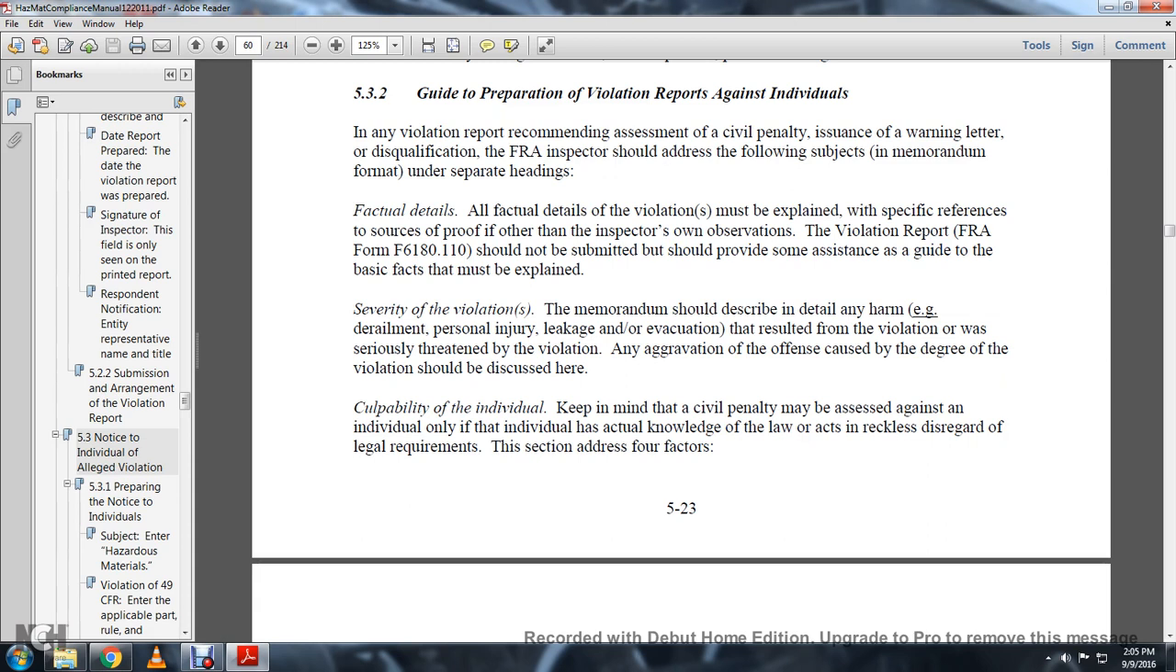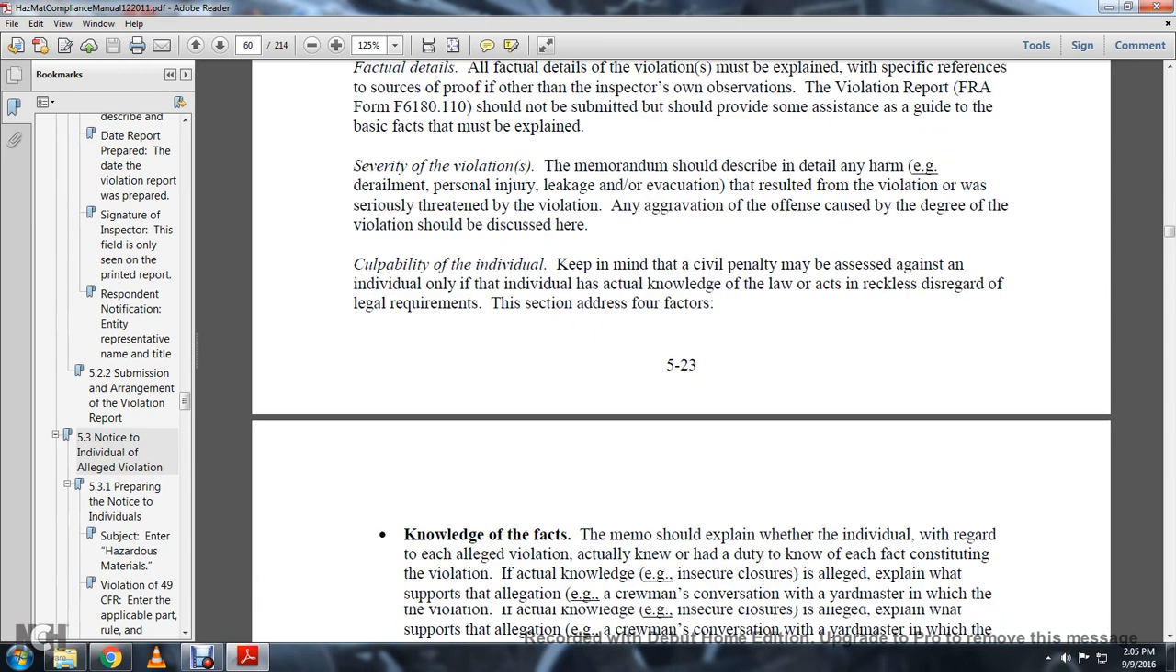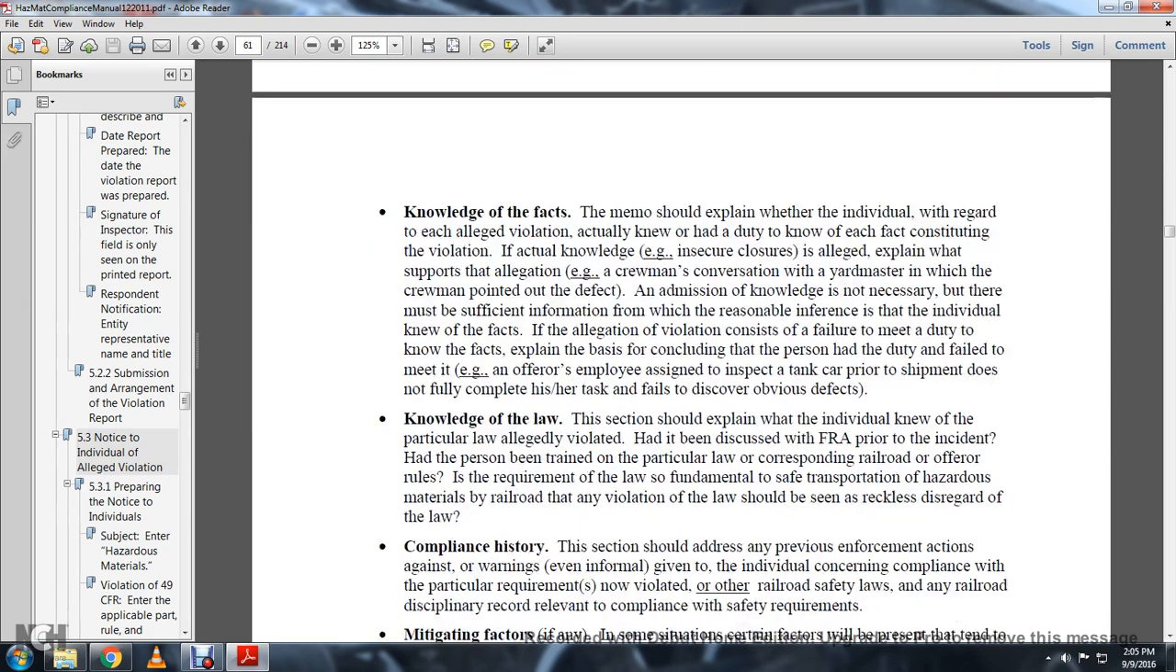Culpability of the individual. Keep in mind that a civil penalty must be assessed against any individual who has actual knowledge of the law and reckless disregard of the legal requirements. The section addresses four factors. First, knowledge of the facts. The memo should explain whether the individual, with regard to each alleged violation, actually knew each fact constituting the violation. If actual knowledge is alleged, explain with support for the allegation.